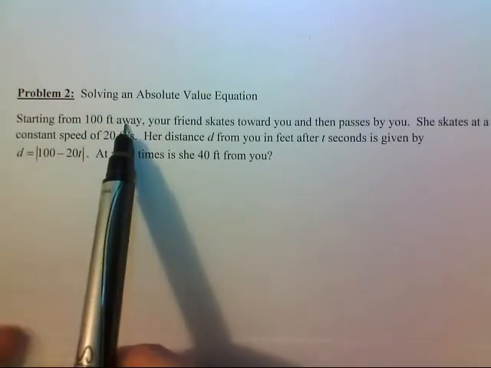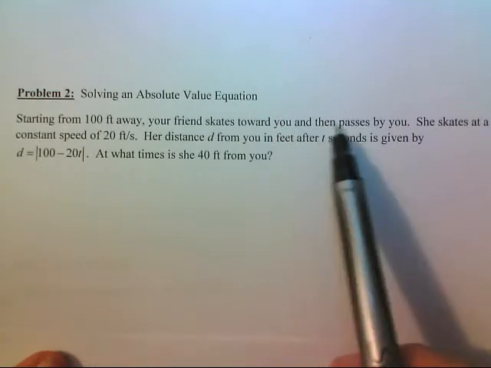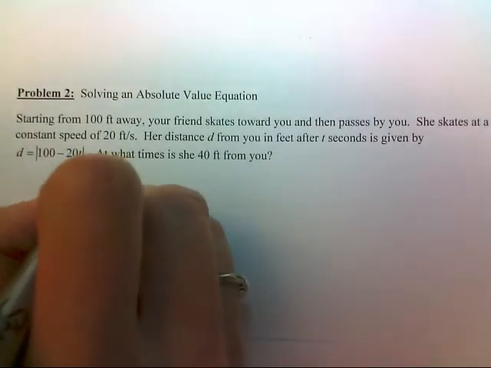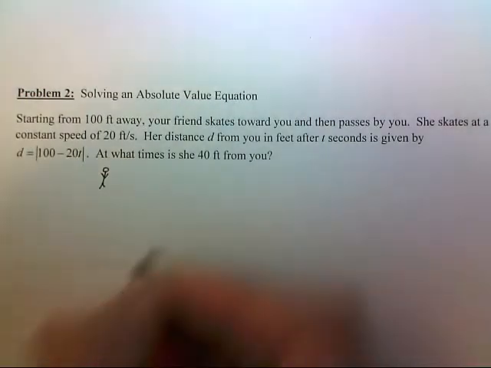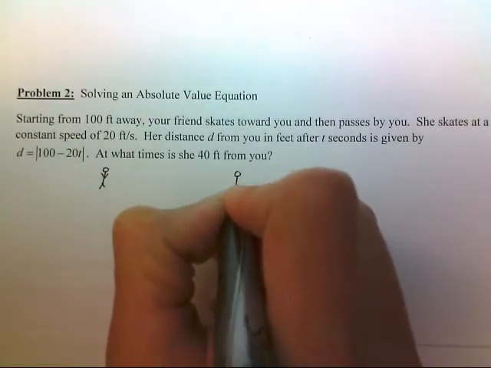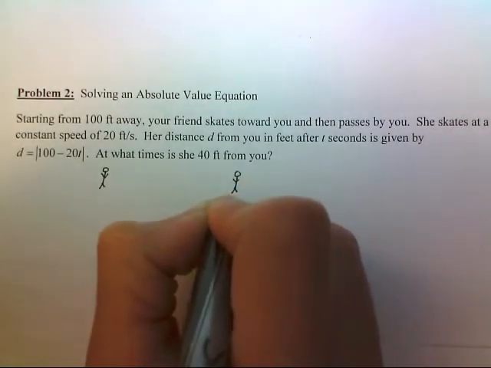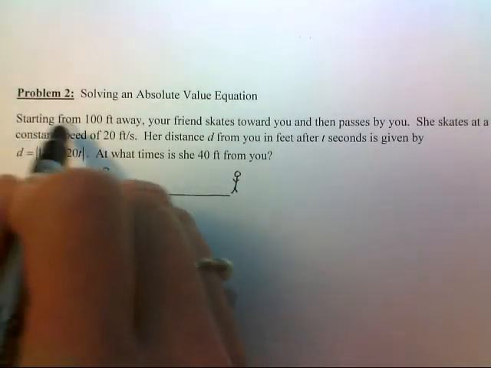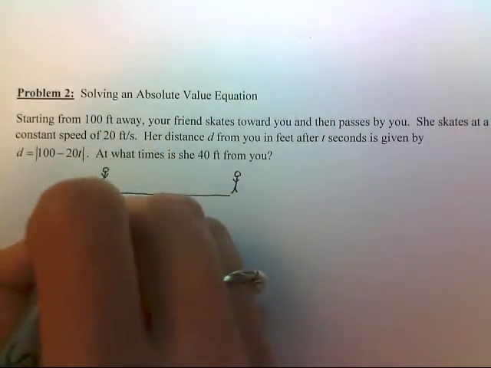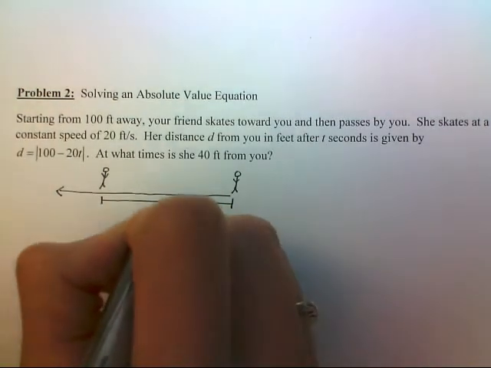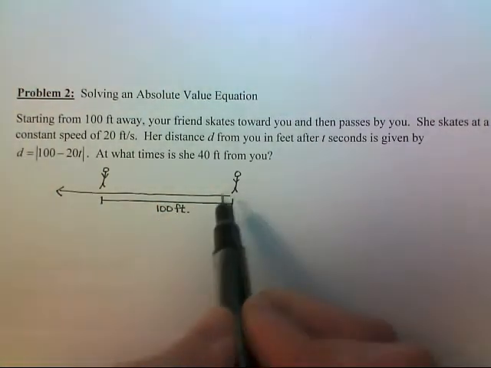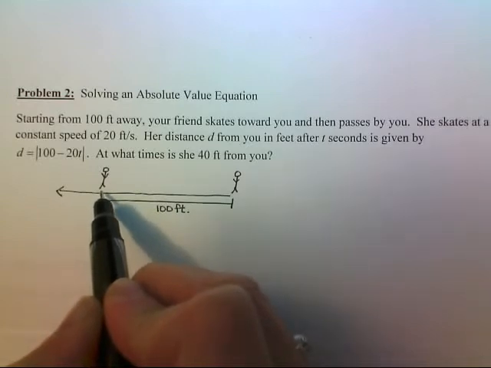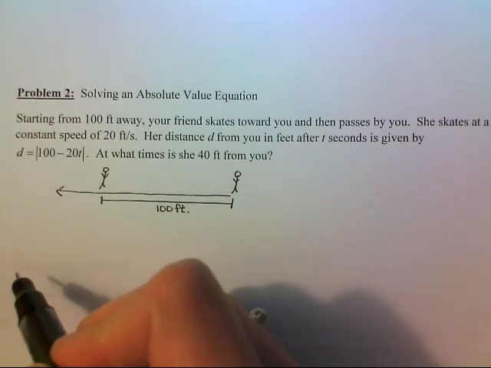Starting from 100 feet away, your friend skates toward you and then passes by you. Okay, so this is what I'm thinking. You get to see my beautiful drawings here. Here's me, and here's my friend, and she starts skating towards me and then passes right by me. Now, we're starting 100 feet away from each other, so the distance from me all the way to her is 100 feet. Now notice when she starts skating, this 100 starts getting smaller and smaller until we finally reach 0 because she's right at me. But then she passes me by, so she's going to continue on.